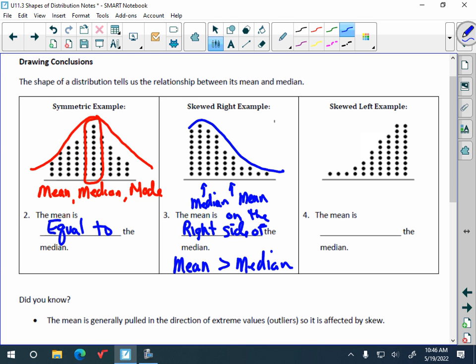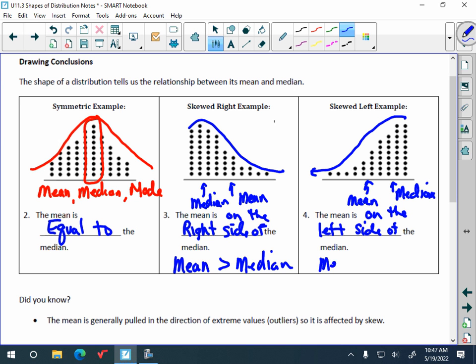And then the opposite happens on a left skewed distribution. All right, the median will be about right over here somewhere. The mean will be on the left side. All right, so the mean is on the left side of the median, and so the mean will be less than the median.